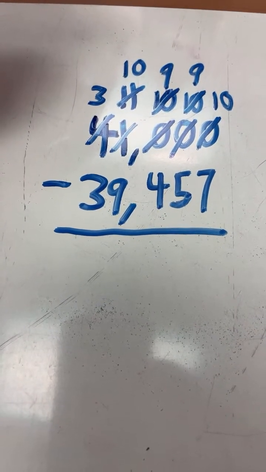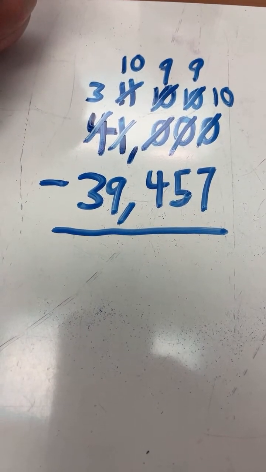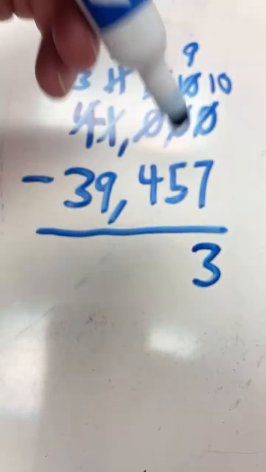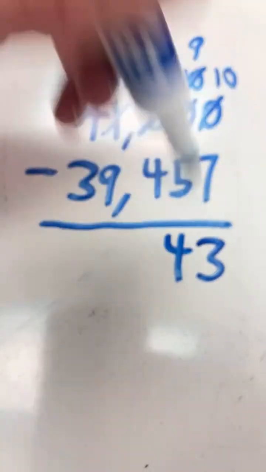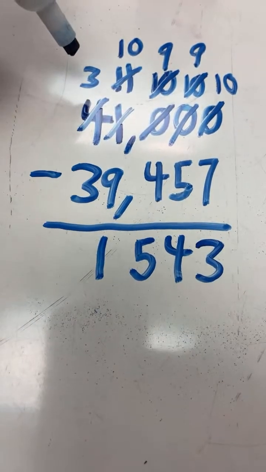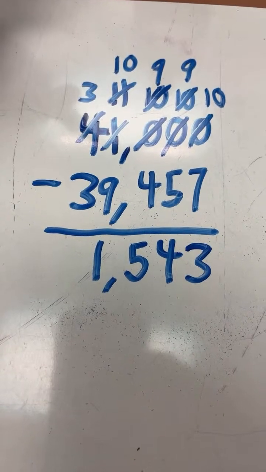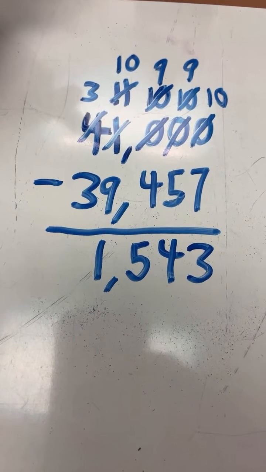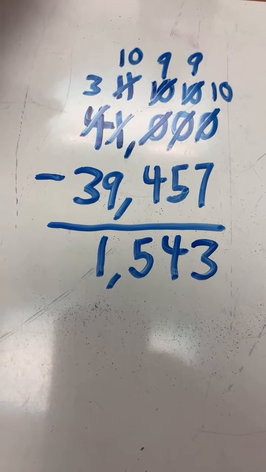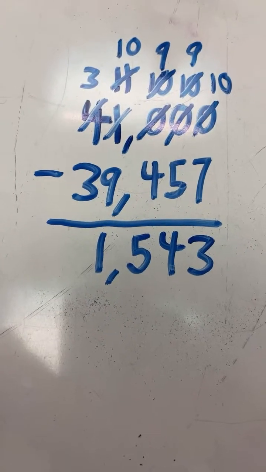We did all of our regrouping, and now we can subtract, starting from the ones place and going to the 10,000s place. So 10 minus 7 equals 3. 9 minus 5 equals 4. 9 minus 4 equals 5. 10 minus 9 equals 1. 3 minus 3 equals 0. We can leave that blank, and we have our final answer. 41,000 minus 39,457 equals 1,543.